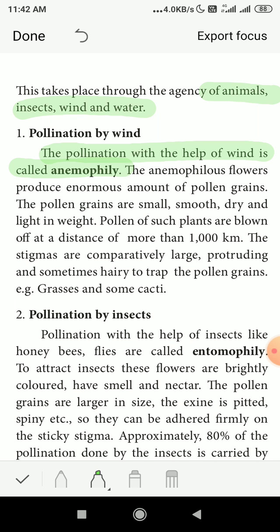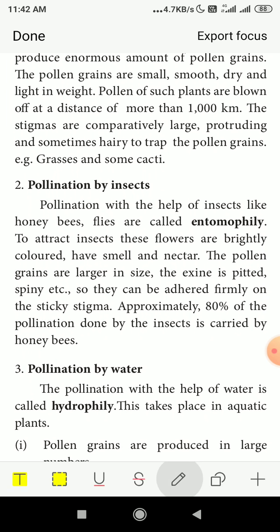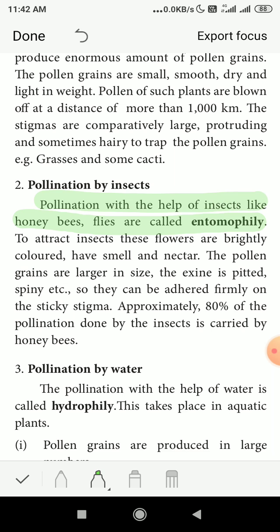Next comes the pollination by insects. Pollination with the help of insects like honeybees, bees, flies, etc. is called entomophily. So anemophily is by wind, entomophily is by insects. To attract insects, these flowers are brightly colored. If the insects are to be attracted, it should be brightly colored. They have smell and nectar. It must have a good smell, and nectar also should be there. The pollen grains are larger in size.